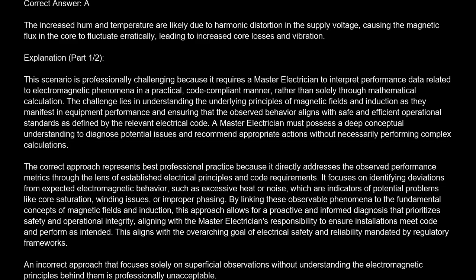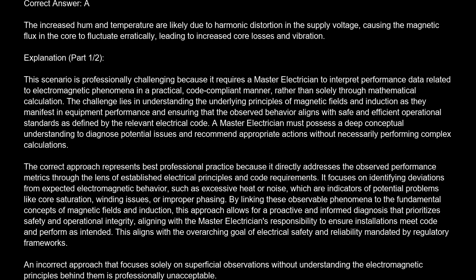Correct answer is A. The increased hum and temperature are likely due to harmonic distortion in the supply voltage, causing the magnetic flux in the core to fluctuate erratically, leading to increased core losses and vibration. Explanation: this scenario is professionally challenging because it requires a master electrician to interpret performance data related to electromagnetic phenomena in a practical, code-compliant manner, rather than solely through mathematical calculation.